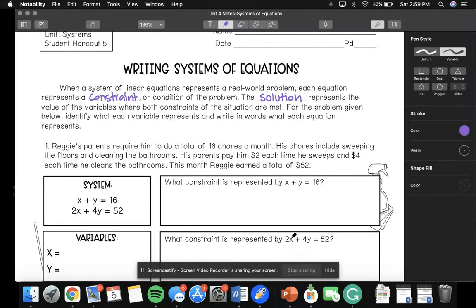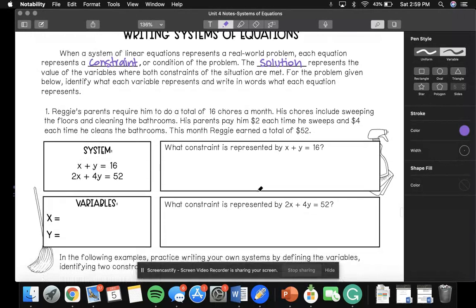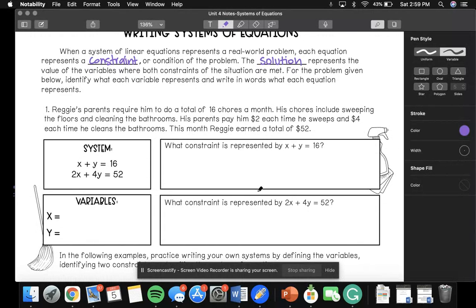So number 1, Reggie's parents require him to do a total of 16 chores a month. His chores include sweeping the floors and cleaning the bathrooms. His parents pay him $2 each time he sweeps and $4 each time he cleans the bathroom. This month, Reggie earns a total of $52. So we already wrote the system. We have x plus y equaling 16, and we have 2x plus 4y equaling 52.